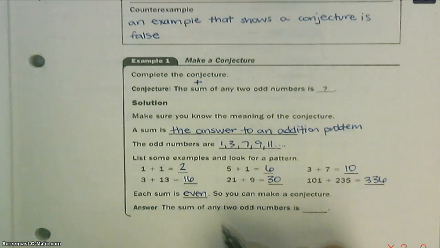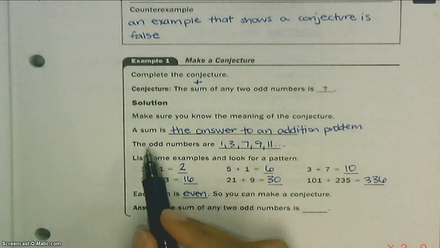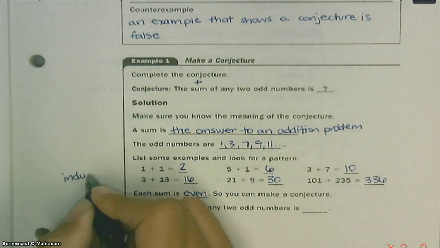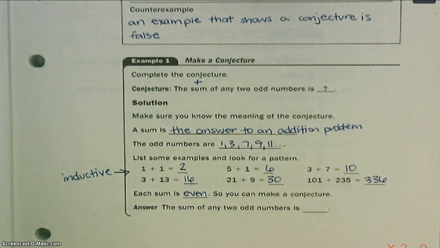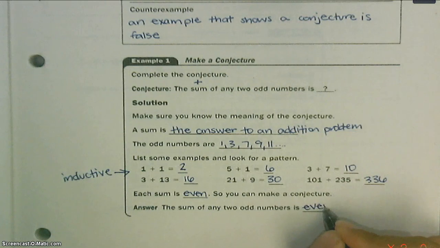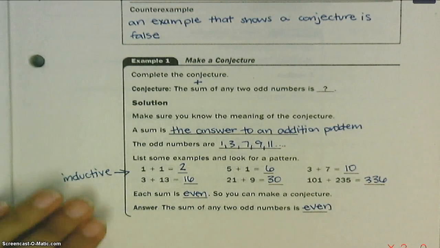So to fill in this conjecture, to fill in this educated guess, because we use our inductive reasoning, right? Here's inductive reasoning right here. All of these, we looked at this pattern, and I'd say that the sum of any two odd numbers is even. We haven't proved it, but we're taking a pretty good educated guess at it.